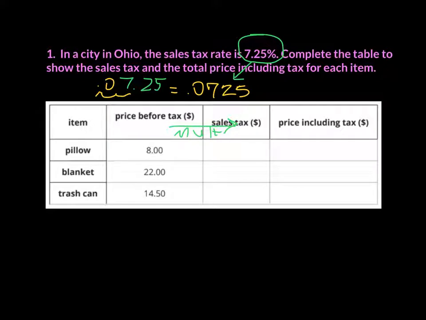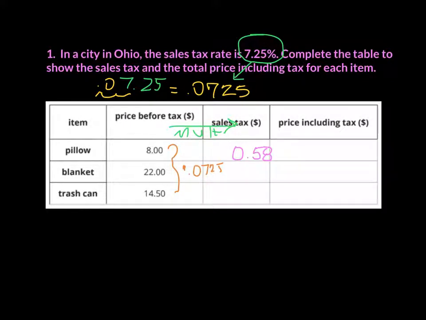So we're going to take that 0.0725 and each one of these is going to be multiplied by 0.0725 to give us our answers. So for each of these, use your handy dandy calculator, and you're going to have 8 times 0.0725, and you should get 0.58, or of course that's 58 cents.